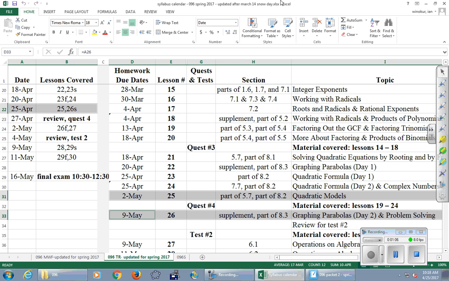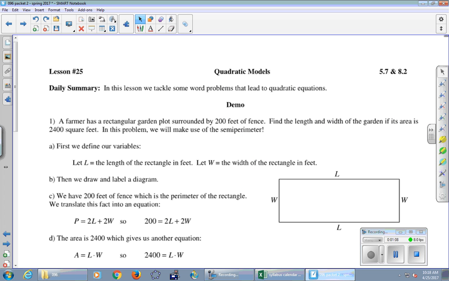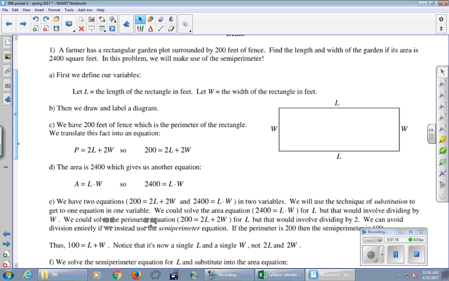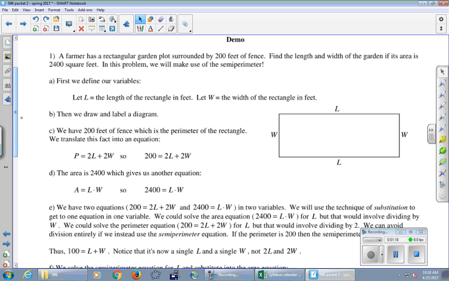Okay, so here we are on page 204. In this lesson, we tackle some word problems that lead to quadratic equations. So number 1, a farmer has a rectangular garden plot surrounded by 200 feet of fence. Find the length and width of the garden if its area is 2,400 square feet. So let's give this a shot. The whole solution is written out. We're just going to write down a few highlights for the solution.